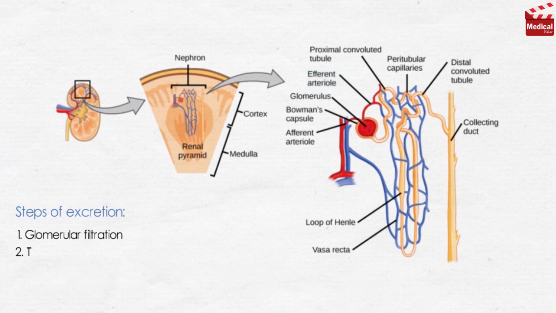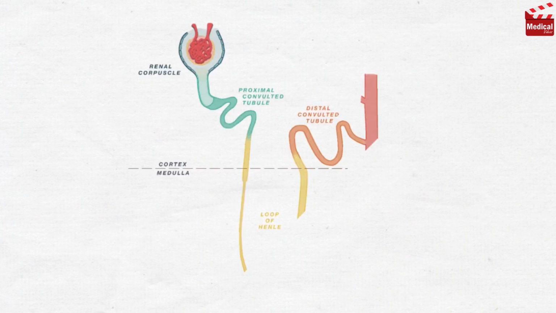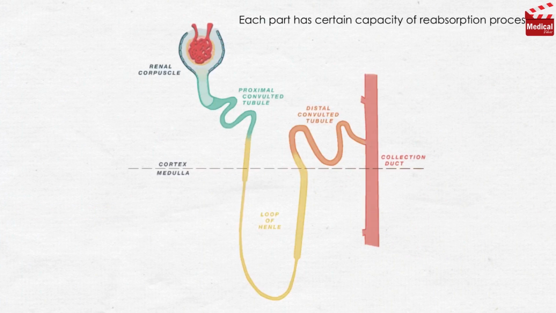The second step is tubular reabsorption. The body discovers that it needs most of the materials that are present now in the filtrate. So reabsorption of sodium, water and any needed material from the tubule lumen to the blood occurs. And this is done in nephron parts other than the glomerulus. Each part of them has a certain capacity of reabsorption.